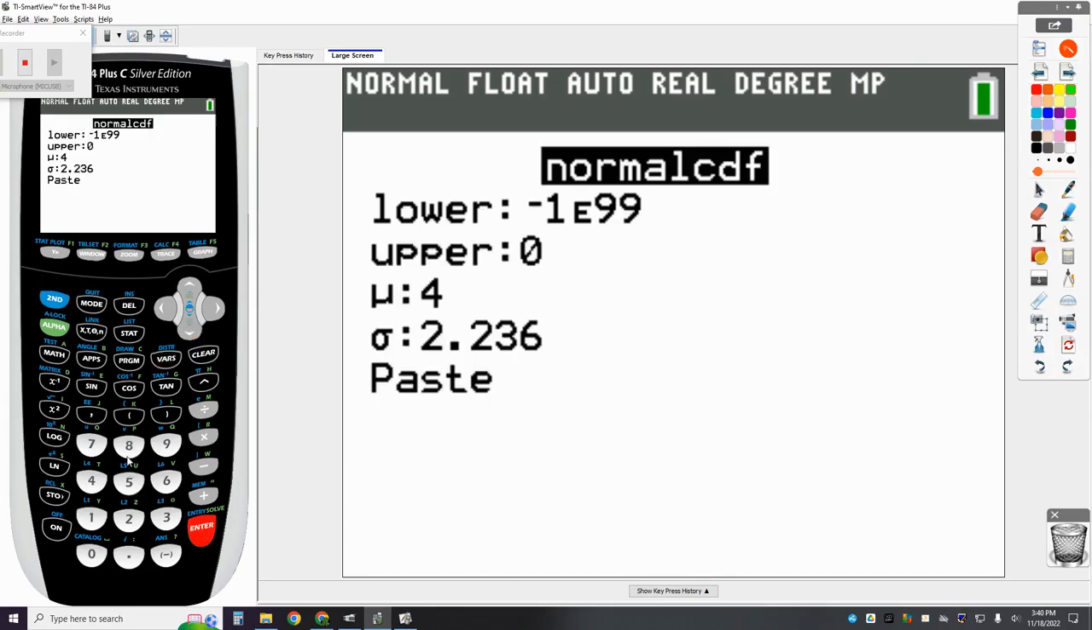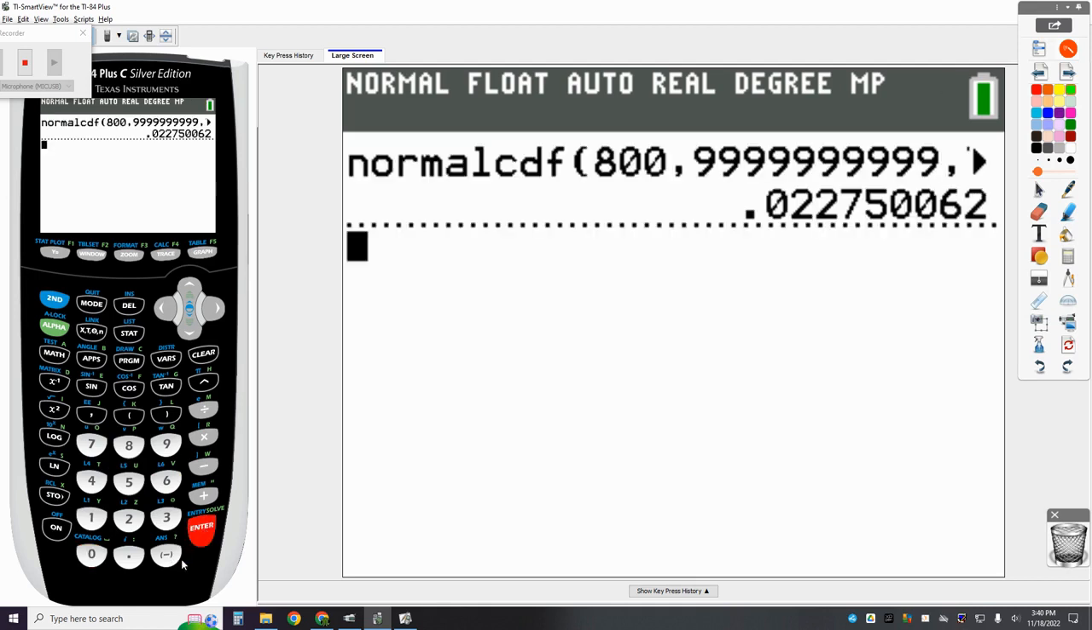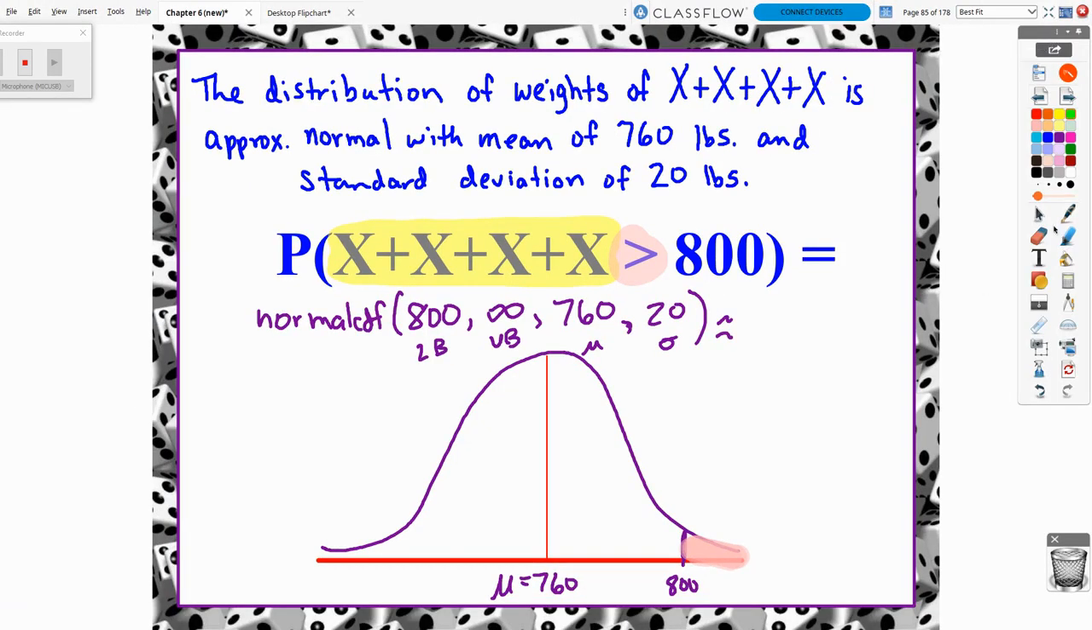So normal CDF, starting at 800 pounds, going off to a boat full of sumo wrestlers. Mean, what do we say, 760. Standard deviation, 20. We should get something close to 2.5%, because that's what the empirical rule answer would be. So 2.275%. And there's our probability that our 4 male adult passengers would exceed the weight limit of 800 pounds. Not going to happen that often. But again, it could happen, just not likely.